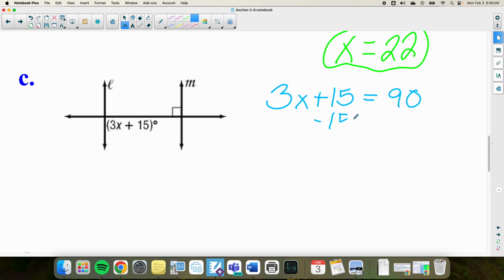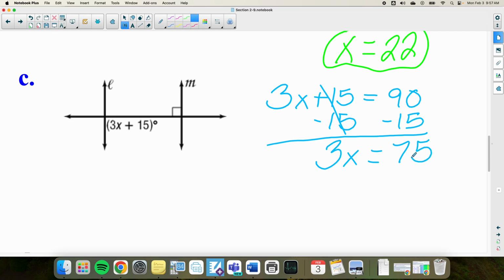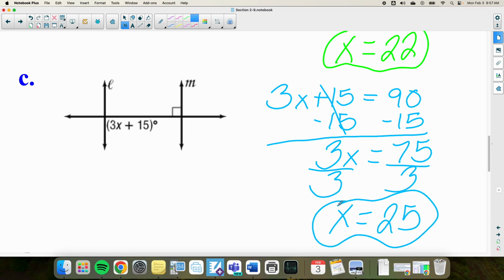Then I would subtract 15 and I'd get 3x equals 75. Divide by 3 and x is 25. Okay.